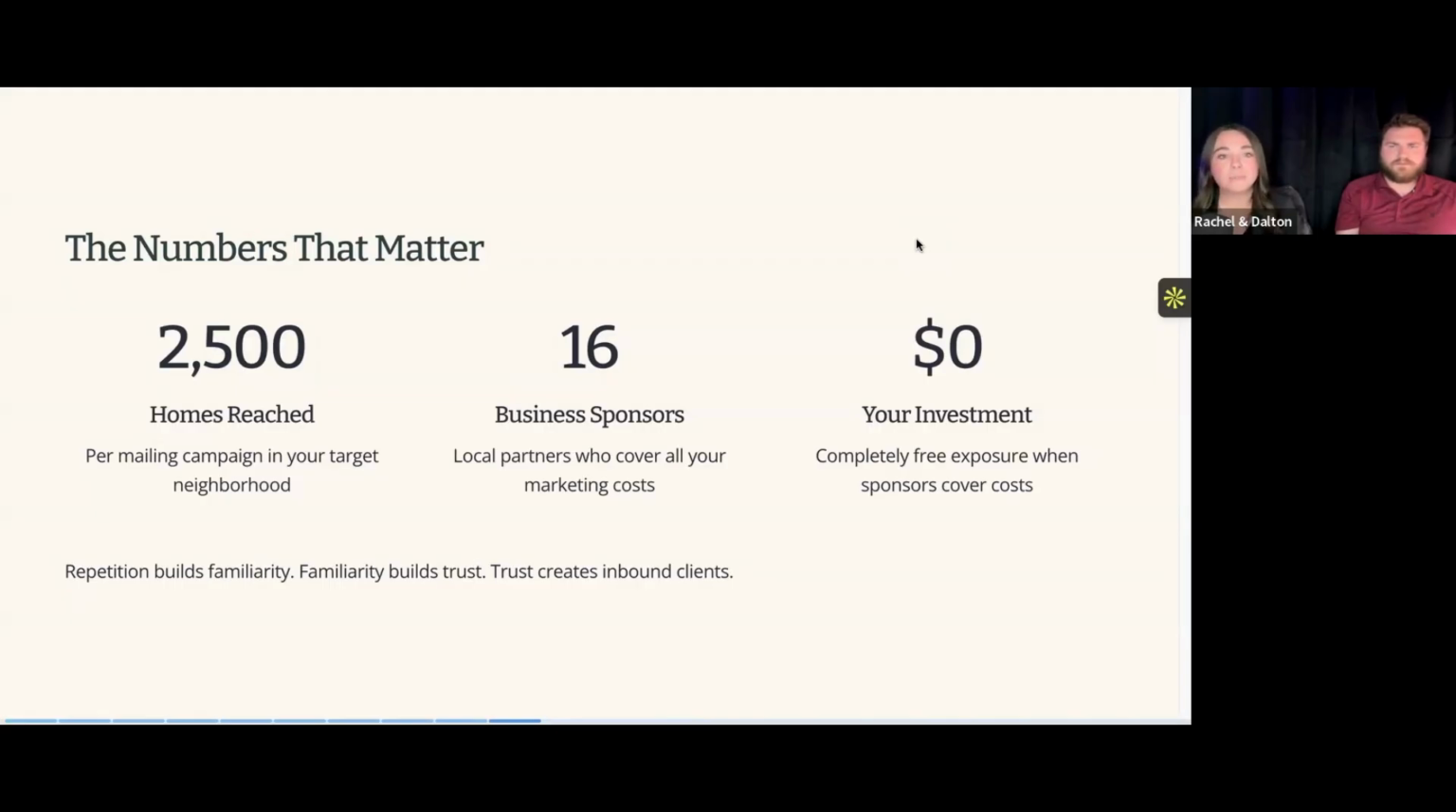You're spending a little bit of time to put this together. And I think it really comes down to, do you have time or do you have really deep pockets? A lot of times people are saying that they have more time than they have deep pockets. So this is a really good way to not have to go into your wallet and still reach a really good amount of homes.